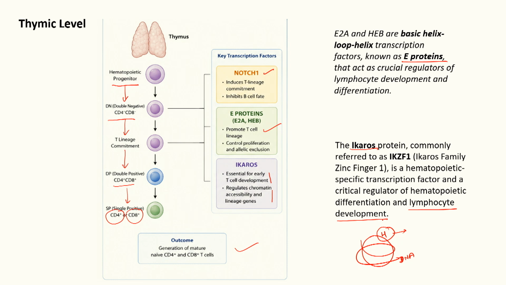So this is basically the level of control that is happening in the thymus. So the hematopoietic progenitor cells are going to form into CD4 plus or CD8, never both, in a very synchronous way by transcription factors such as Notch1, E proteins, and Ikaros. So we'll see how, at the peripheral level, the T cell is getting selected or transcriptionally controlled.